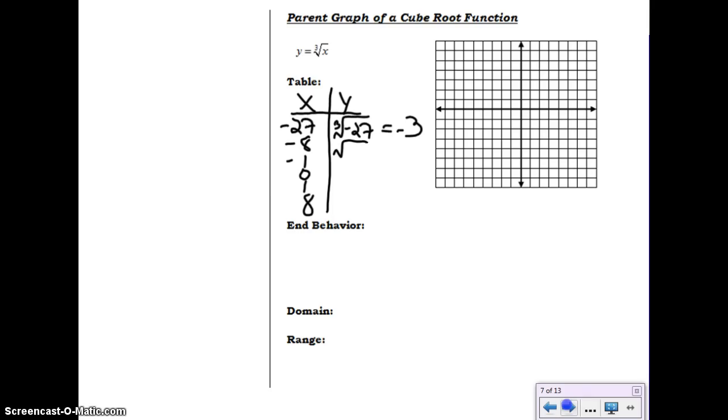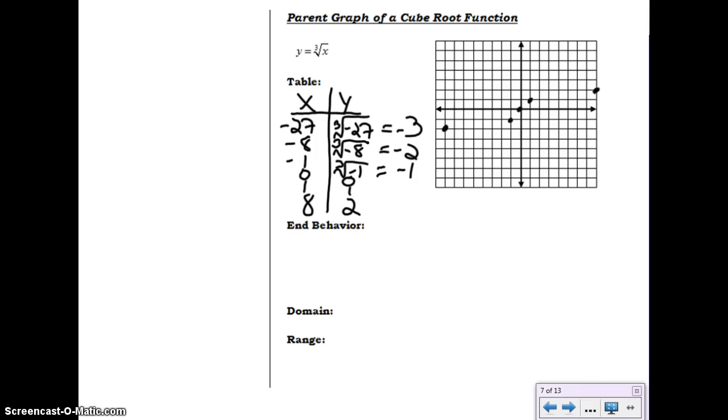My cube root of negative 8 would give me negative 2, and so on. Cube root of negative 1 gives me negative 1. Cube root of 0 gives me 0. Cube root of 1 gives me 1. And the cube root of positive 8 gives me positive 2. Let's go ahead and graph these on our graph paper. And let's see what they look like.